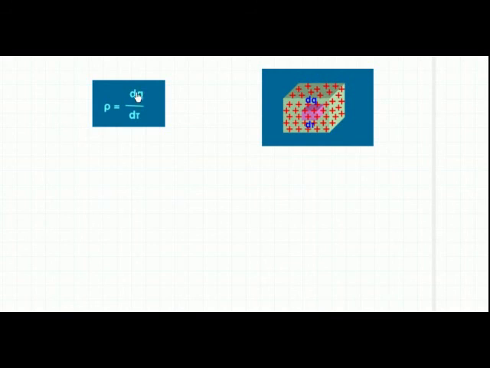Now what is the value of q? To find the value of q, first you cross multiply, that is rho into d tau is equal to dq. Then q will be obtained by taking the integration. That is q is equal to integral rho d tau.